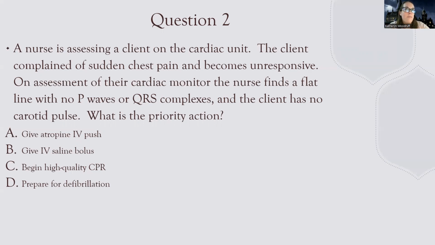So it's pretty much saying if I have a patient in cardiac arrest, flat line, there's no electrical activity, what do I do? My first choice is to give atropine IV push. Atropine helps to speed up the heart rate, but if I don't have a heart rate to speed up, I don't know how helpful that will be. So I'm going to move on to the next one. It says give IV saline bolus. Well, I don't know. They probably don't have a blood pressure.